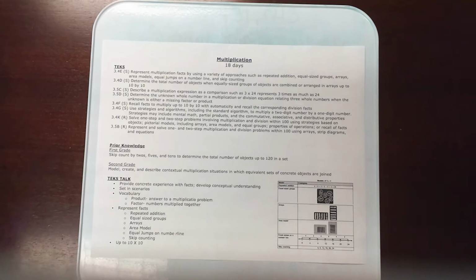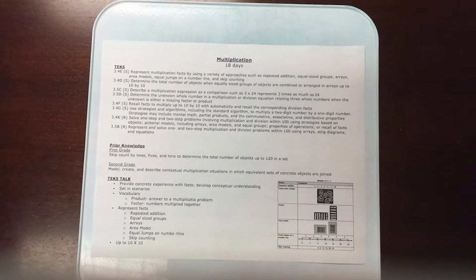Alright, this is the last video for multiplication. In the first two videos, we talked about representing multiplication facts, describing a multiplication expression as a comparison, such as 3 times as much as 24, and we talked about using strategies and algorithms to multiply a 2-digit number by a 1-digit number.